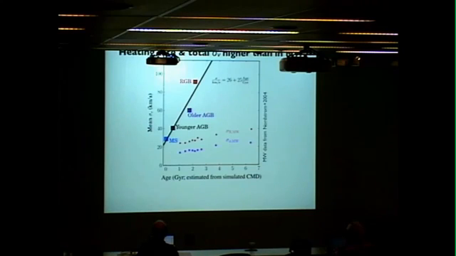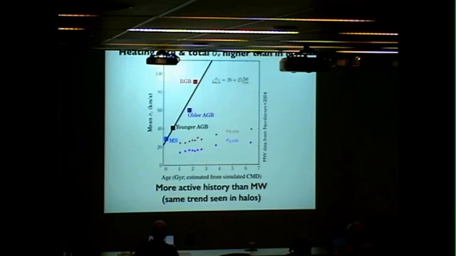Okay, so that's pretty interesting. That implies that M31 has had a more active history than the Milky Way, maybe through more satellite impacts that have disrupted the disk. That's the same trend that we see in the halos. There's a lot more satellite debris in the halo of M31 than there is in the halo of the Milky Way. So that's not particularly surprising, but it is a nice striking result.